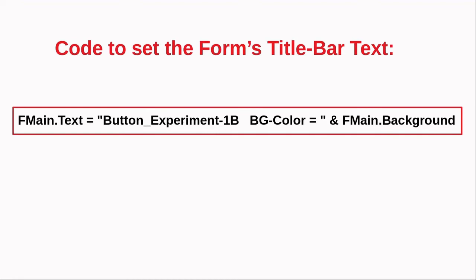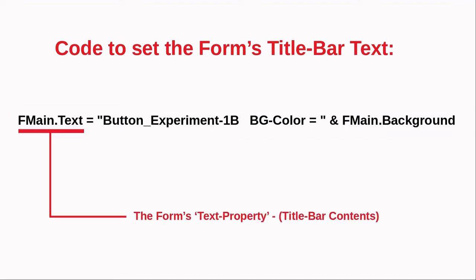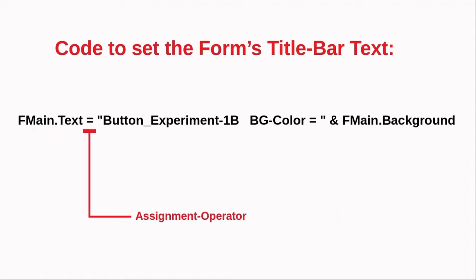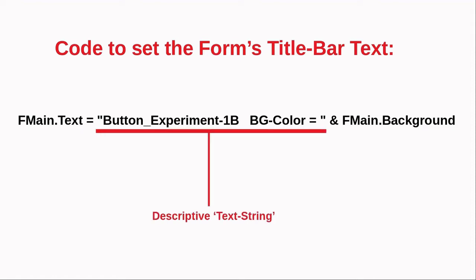Here is the code that we will be adding to display the form's background property information on the form's title bar. This code sets fmain's text property, which is what is displayed in the form's title bar. The equal sign, or assignment operator, tells the program to set fmain's text property to the string of characters on the right-hand side of the equal sign.